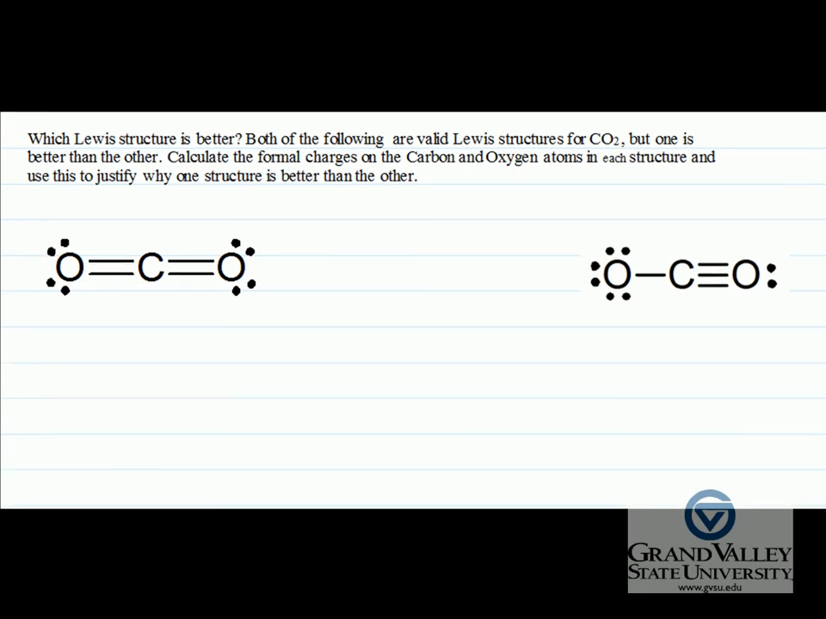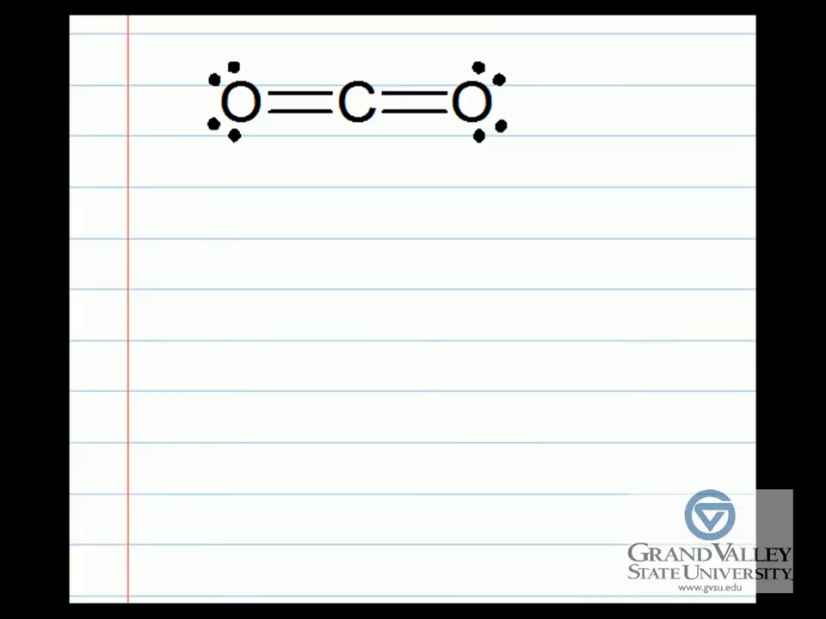Welcome back. The question has asked us to evaluate the 2 Lewis structures given to determine which of them is better. We will begin by calculating the formal charges on the atoms in the molecule on the left-hand side. Let's start with the oxygen on the left-hand side. We will call it oxygen number 1. Oxygen has 6 valence electrons, and in this diagram it also has 2 sets of lone pair electrons, making a total of 4 lone pair electrons and 2 bonds.